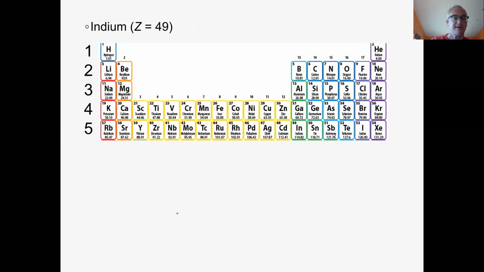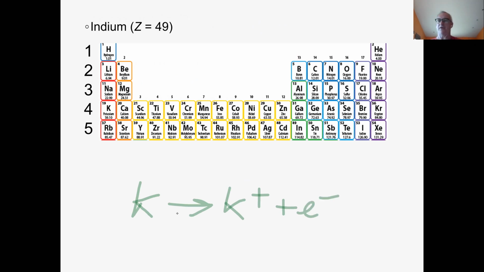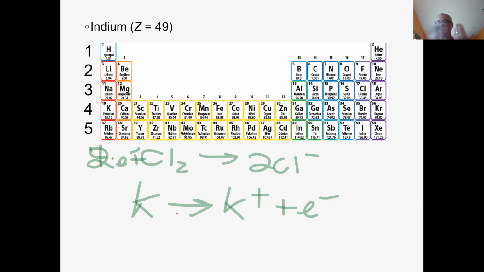That is the reaction. That's an actual chemical reaction I'm drawing out. So potassium makes potassium ion plus an electron. That's the way I'm drawing it. And when you're going the other way, chlorine plus 2 electrons give me 2 chloride ions. So it's a reaction. That's what I'm drawing out.